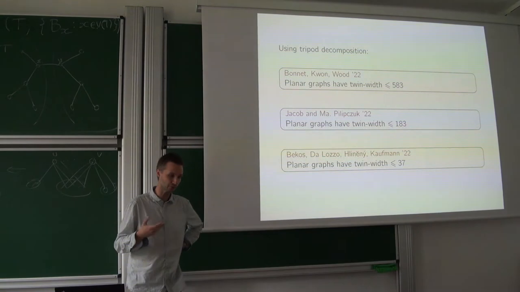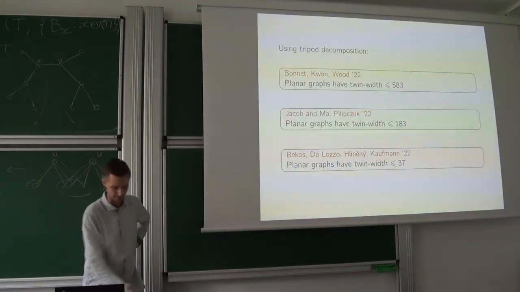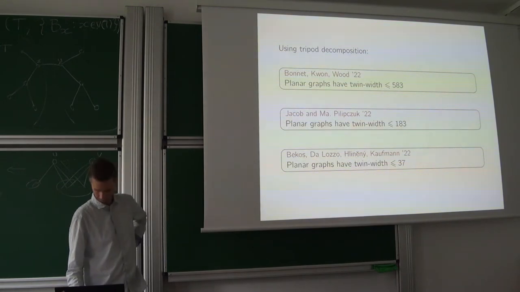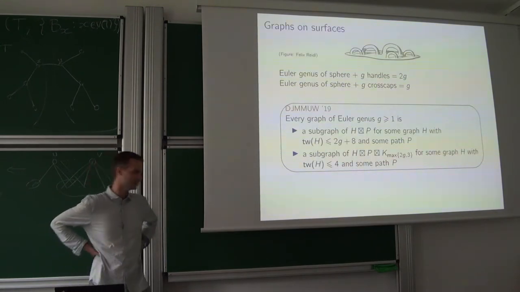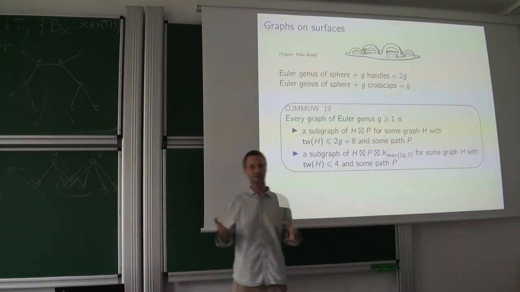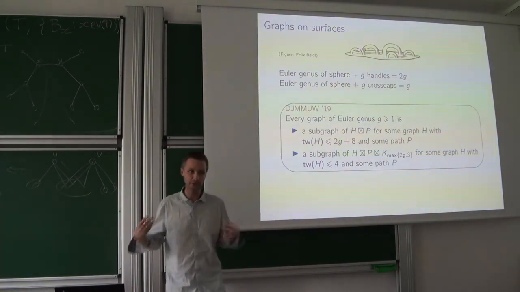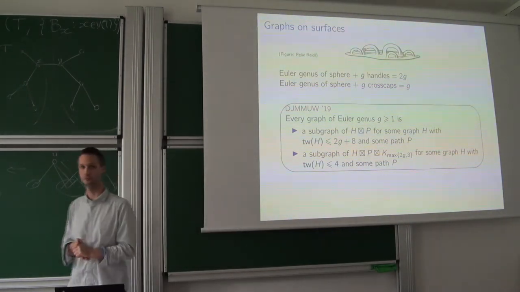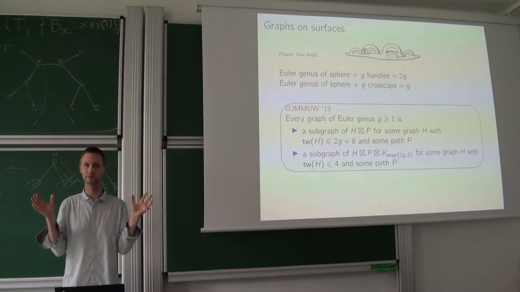Okay, now I will move on to extensions of the product structure theorem. Let me have a look at the time. Okay. So far we focused on planar graphs, right? It was always about planar graphs. What can we say about planar graphs, and how can we use that to bound some graph invariants on planar graphs? So we focused completely on planar graphs.